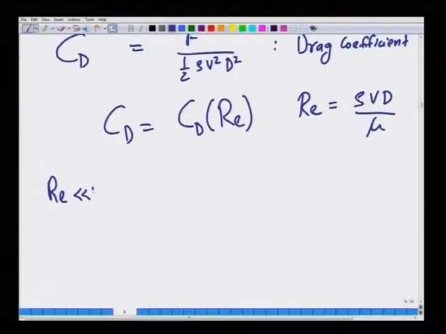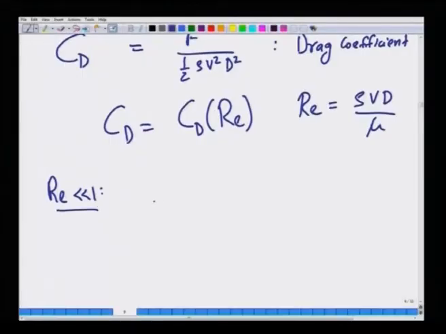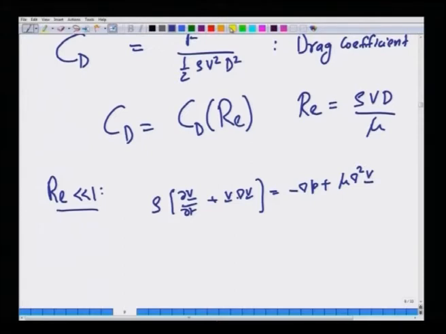Now, the Reynolds number we know is a measure of inertial stresses to viscous stresses in the fluid. It is a ratio of inertial to viscous stresses in the fluid. Therefore, CD is a function of Reynolds number. When Reynolds number is very, very small, you would expect that the inertial effects are much smaller compared to the viscous effects, and therefore, we can make an approximation. If you remember the Navier-Stokes equation, we have rho times partial v partial t plus v dot del v is minus del p plus mu del squared v. Let us not worry about gravitational body force effects now.